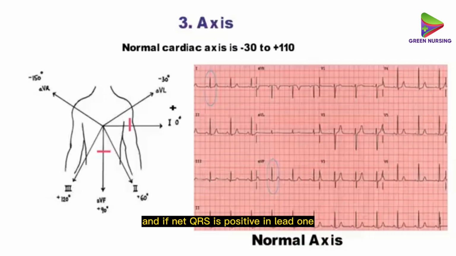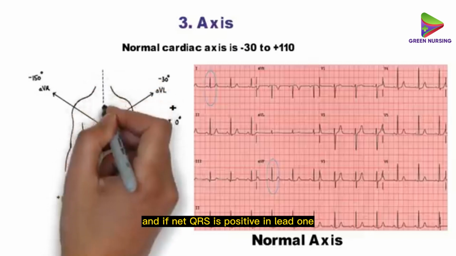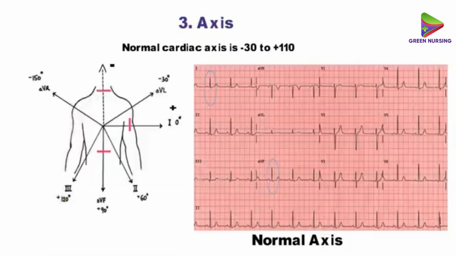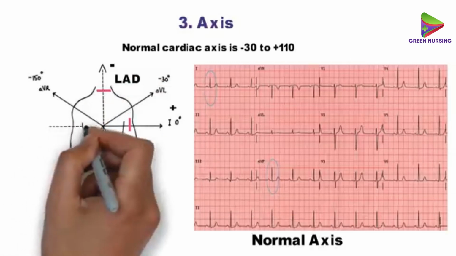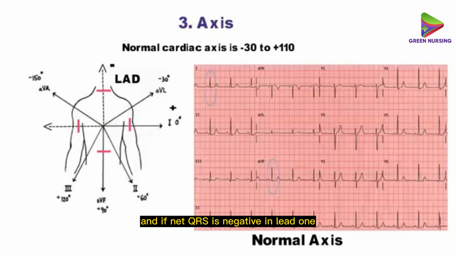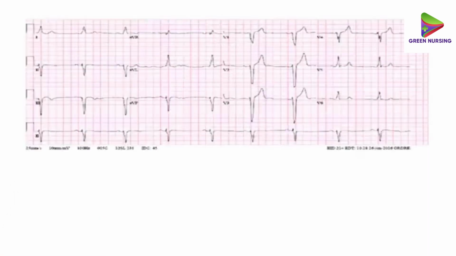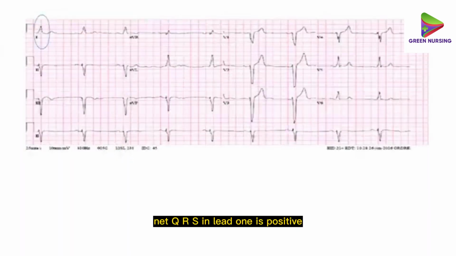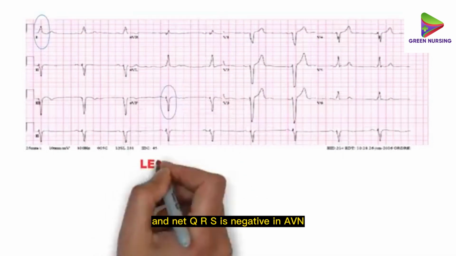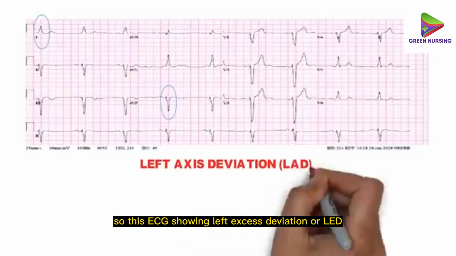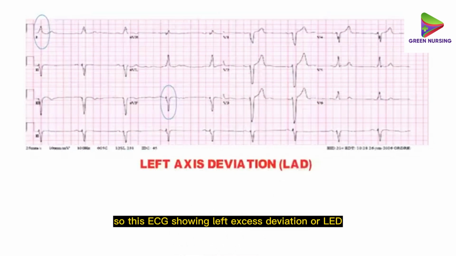And if net QRS is positive in lead 1 and negative in aVF, the net vector will be in the left axis deviation range. Lead 2 will also be negative in left axis deviation. And if net QRS is negative in lead 1 and positive in aVF, the net vector will be in the right axis deviation range. Now look at this ECG. Net QRS in lead 1 is positive, and net QRS is negative in aVF. So this ECG is showing left axis deviation or LAD.